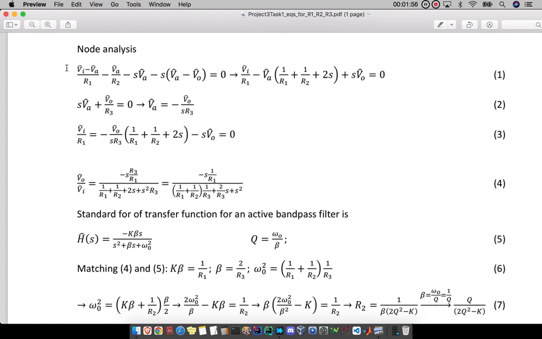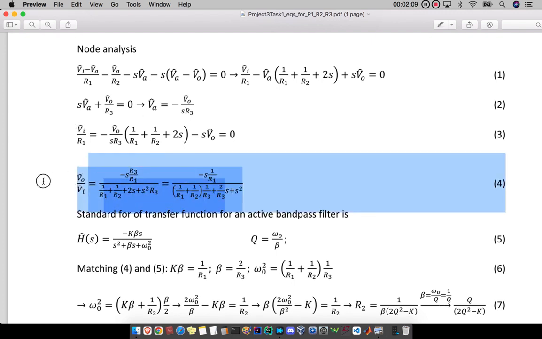Because obviously if we were to put this on our final report, that's a duplicate and that will give us a 0 for the report. Right? So we're solving for V naught over Vi. That's our transfer function, like so.